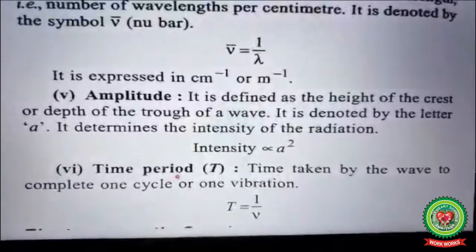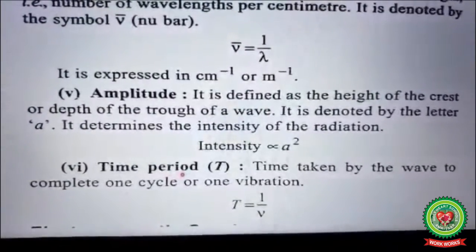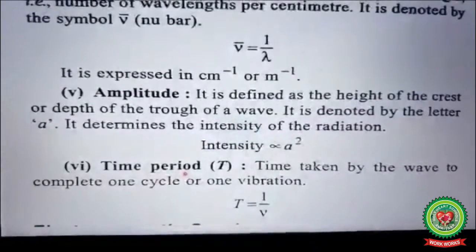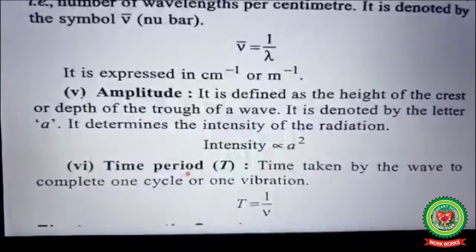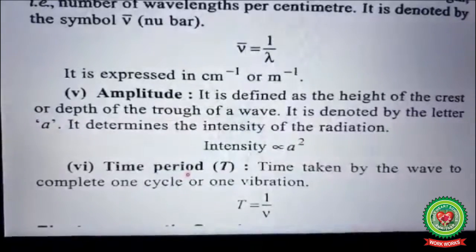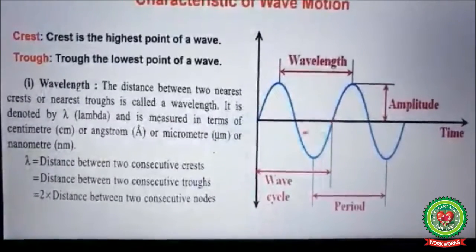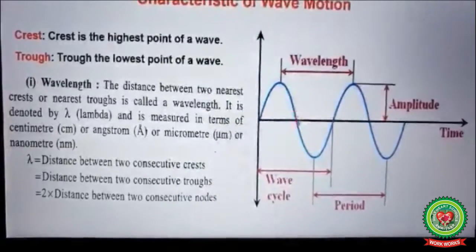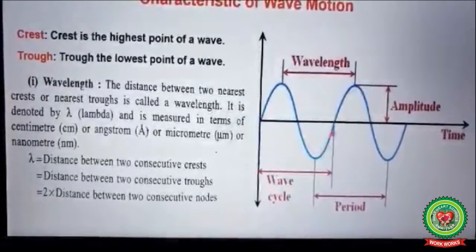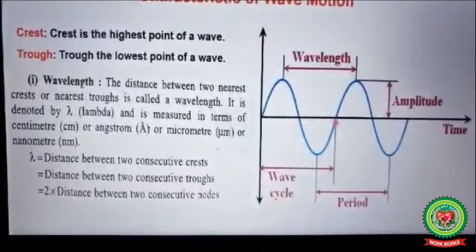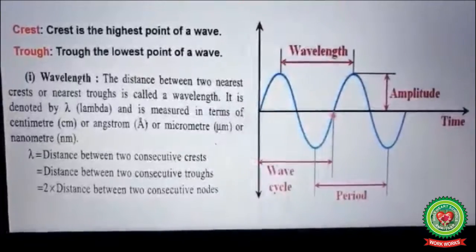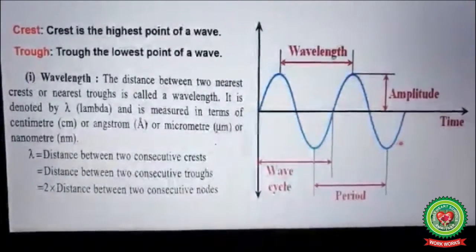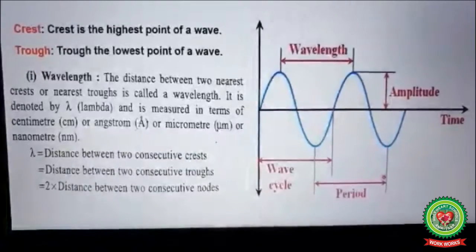The last one is the time period. It is the time taken by the wave to complete one cycle or one vibration. It is denoted by the symbol capital T. The formula is 1 by nu. So let's have a look at the diagram. Starting from this point, if I move from one crest to another trough, this is one wave which is completed. This is the time period. So here, if I start from this point to another crest, that is the time period.